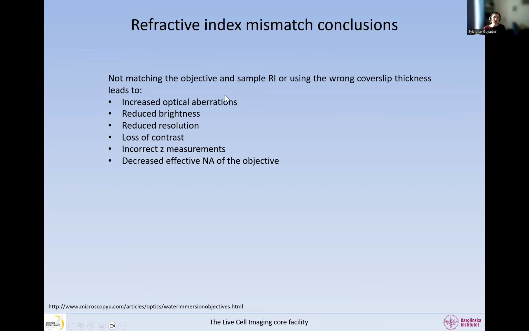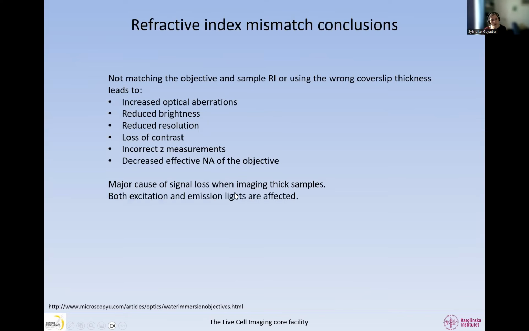So not matching the objective and the sample refraction indices, or using the wrong cover slip thickness, leads to increased optical aberrations, reduced brightness, reduced resolution, loss of contrast, incorrect measurements in Z, and decreased effective numerical aperture of the objective. And that is a major cause of signal loss when imaging thick samples, because both the excitation light and the emission light are affected. Both of them have to go through the objective and through the mounting medium before they get to the sample.